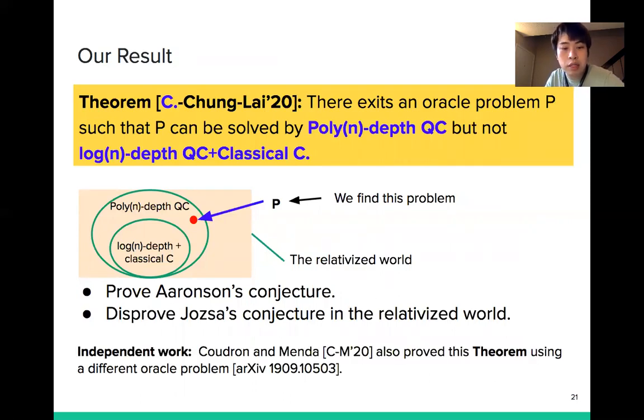I also want to mention that there is an independent work by Coudron and Menda. They also prove this theorem using a different oracle problem, and their work is also accepted by STOC 2020.